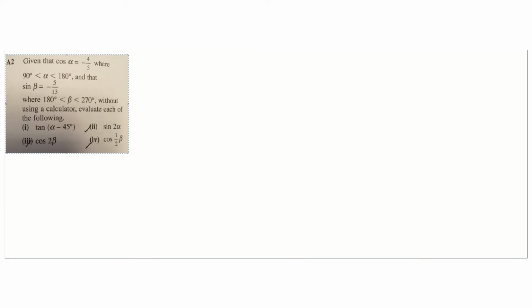Okay, so moving on to question A2 now. This question tells you exactly where alpha and beta lie. In this case, alpha is lying in the second quadrant and beta is lying in the third quadrant. I would say that this question is pretty straightforward in a sense. It tells you exactly where these two angles lie.